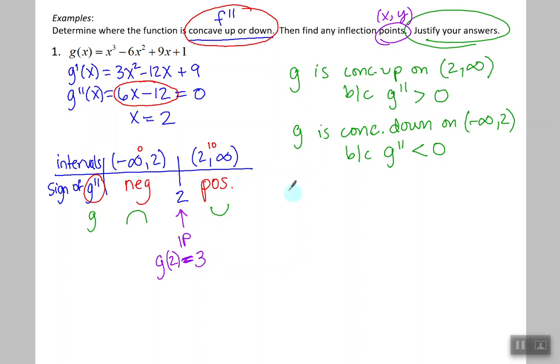So I will say that the inflection point is (2, 3), and to justify it, we'll say what we observed from our number line, that g double prime changes sign. We could say changes from negative to positive, but no matter which way it changes, there will be an inflection point because the second derivative is changing sign.